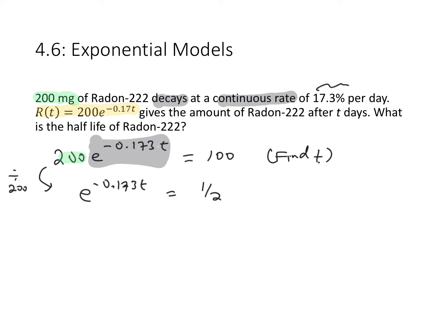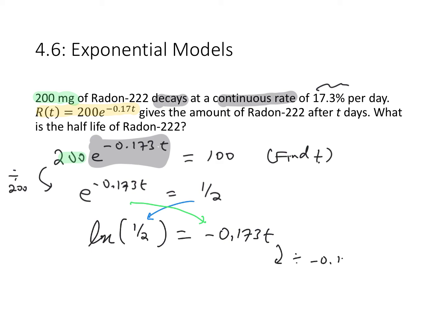Now to solve this, I'm just going to change this into a logarithmic equation. So it'll be an equation with log base e, and log base e is ln. So I have an equation with the logarithm of the same base, and the only thing that's going to happen is the role of the input and the output are going to swap. So I'm going to have 1/2 is the input for the log, and negative 0.173t is the output for the log. Once I have it in that form, then I'm just going to divide both sides by negative 0.173, and I'll have ln of 1/2 over negative 0.173 is the exact value of t.